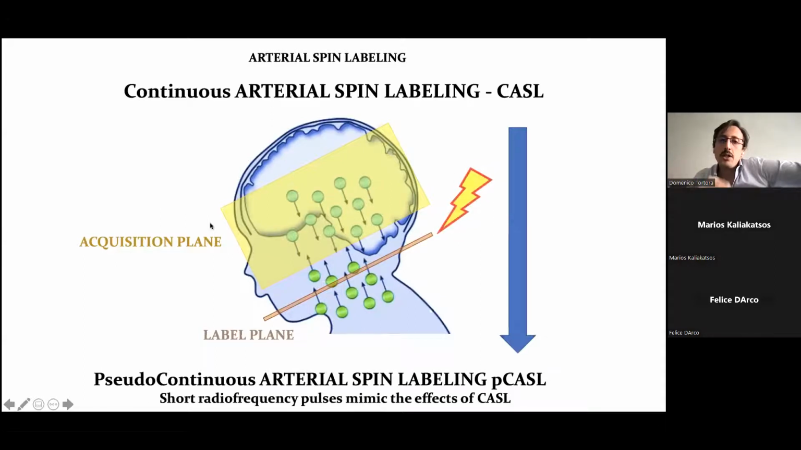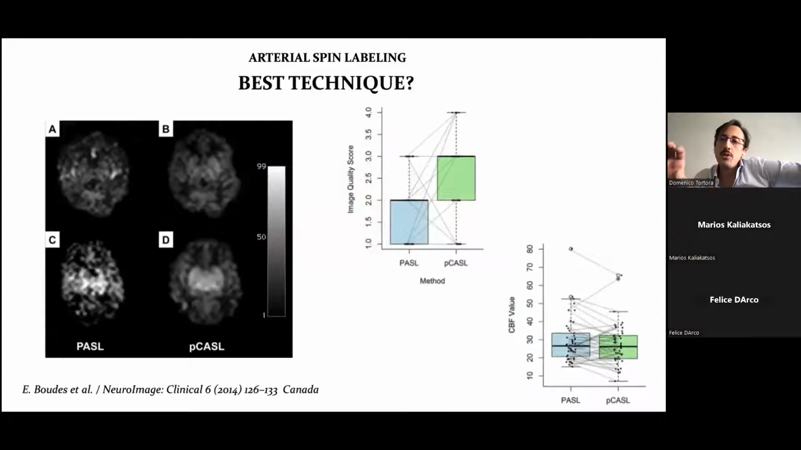And the pseudo-continuous arterial spin labeling, which is the most used currently in clinical practice, uses a short range of radiofrequency pulses mimicking the effect of continuous arterial spin labeling. If you want to know which is the best technique to use in your examination, you should probably decide to use pseudo-continuous arterial spin labeling, because it has been demonstrated to provide significantly higher quality MR images, and the ability to estimate the CBF is very good if you use this technique.